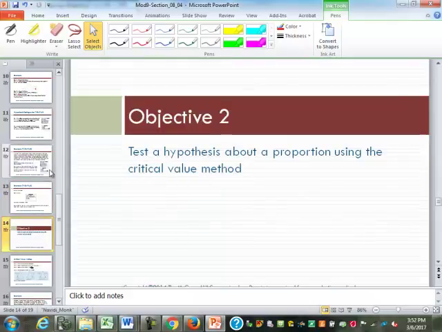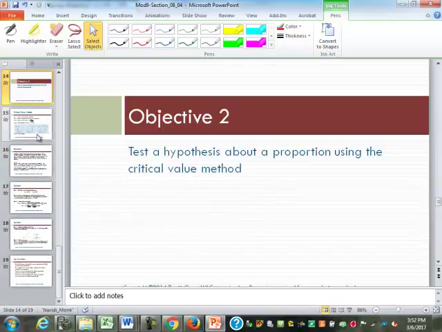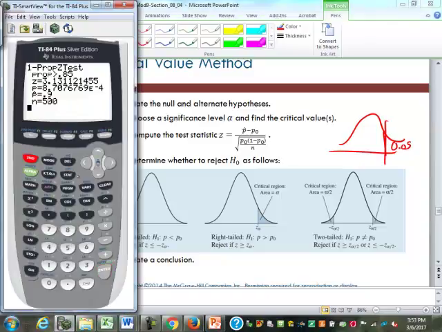Okay. Test hypothesis about a proportion using the critical value method. If we were going to use the critical value method for this test, as you can see, we put alpha on our tails. This is an upper tail. So we put 0.05 here and figure out what this boundary value is. We've done this several times.